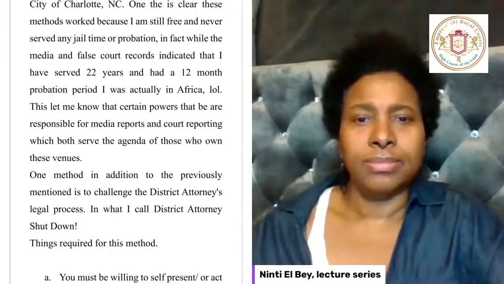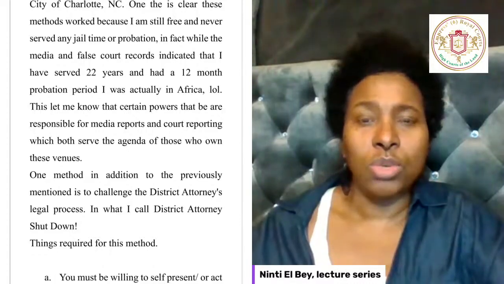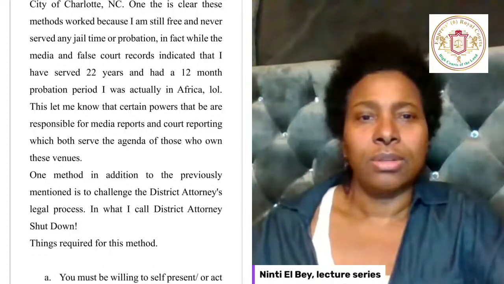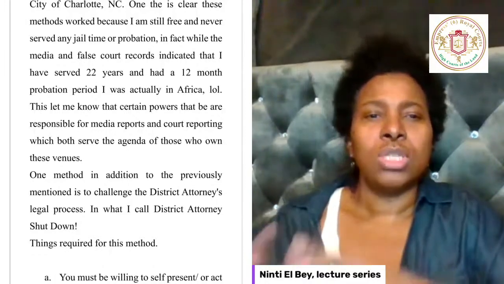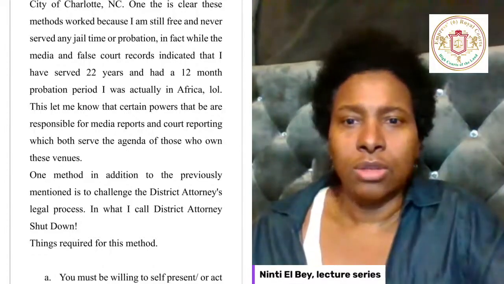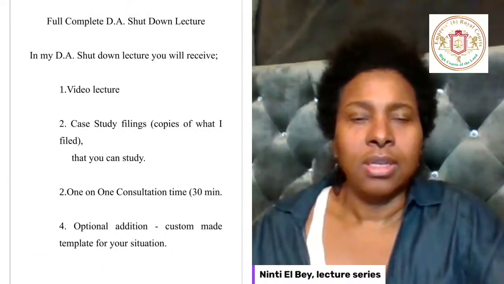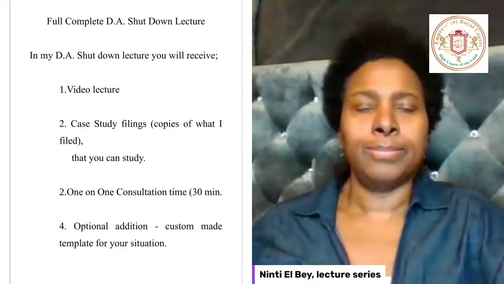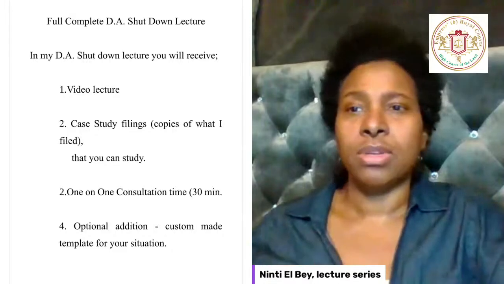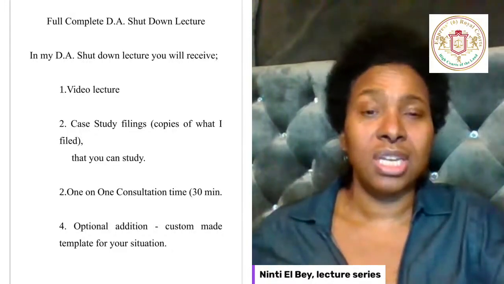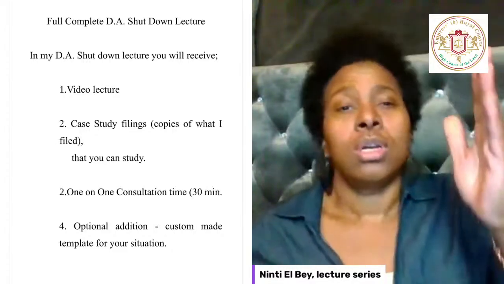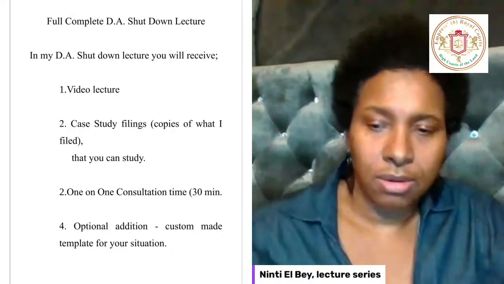So now, the things that are required for this type of case, which I like to call the DA shutdown. You must be willing to self-present or act on behalf of the straw man in your case. You have to know how to stand, and you can't go in there with any type of fear. So just eliminate the fear, educate yourself on what needs to be done, go in there like business as usual and handle your business. If you are confident enough to go in there, okay?